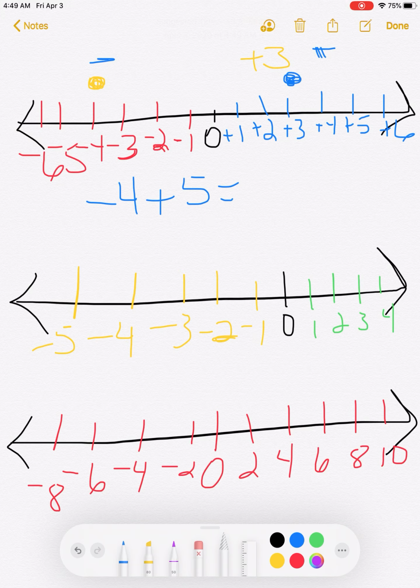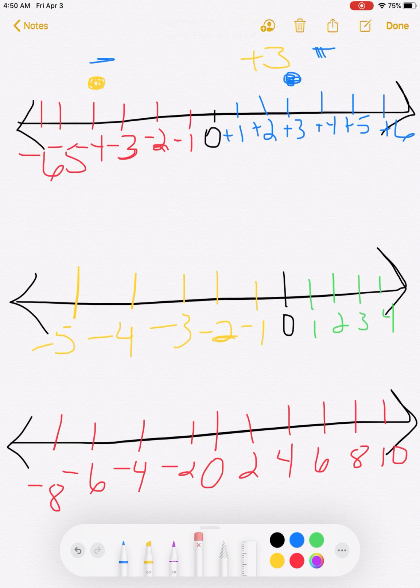So let's get started. 4 is here, -4. 1, 2, 3, 4, 5. So the answer is 1. Good job for us. Very good. 1 or +1, right? Easy stuff, right? Easy peasy lemon squeezies. Okay?